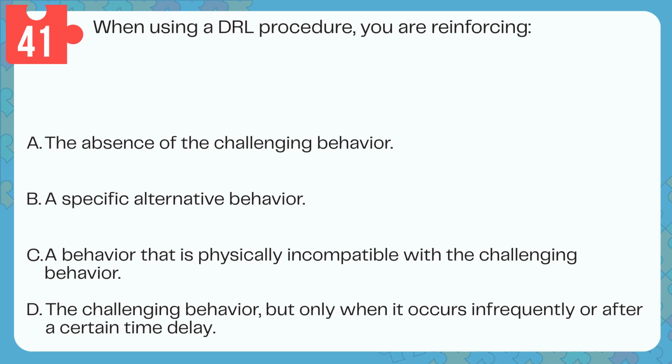Question 41. When using a DRL procedure, you are reinforcing A, the absence of the challenging behavior. B, a specific alternative behavior. C, a behavior that is physically incompatible with the challenging behavior. D, the challenging behavior, but only when it occurs infrequently or after a certain time delay.